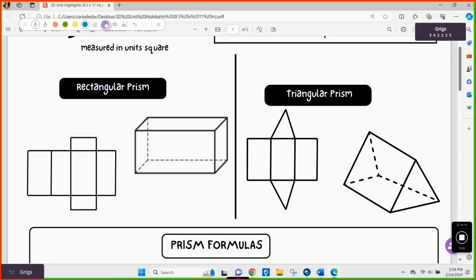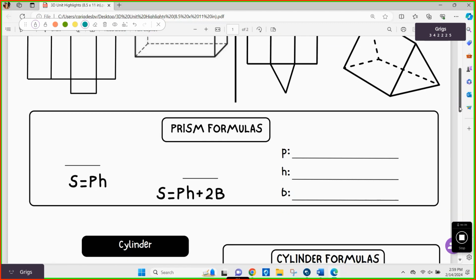Alright, so let's look at some formulas. Now, there's 2 types of formulas for prisms. When you look at your star chart that I handed to you, look at the area category, surface area. It gives me 2 different categories under surface area. What do they say? Prism and cylinder. What are we dealing with right now? Prism. So I got rectangular prism and triangular prism, but they're both a prism.